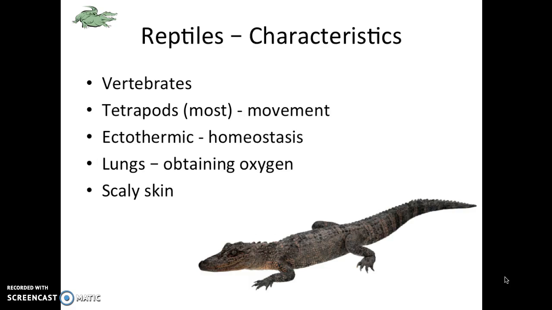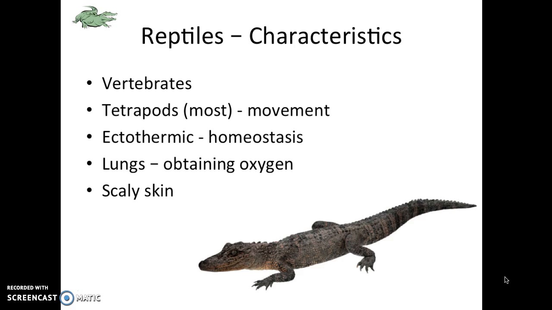Let's go over some general characteristics that all reptiles have in common. All reptiles are vertebrates, right? Because they're all in the phylum Chordata. Most reptiles are tetrapods. This allows them to meet their need for movement. Maybe you caught on that snakes, for instance, don't have 4 limbs, so they would be an exception.